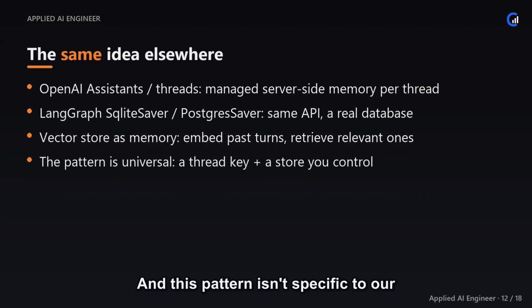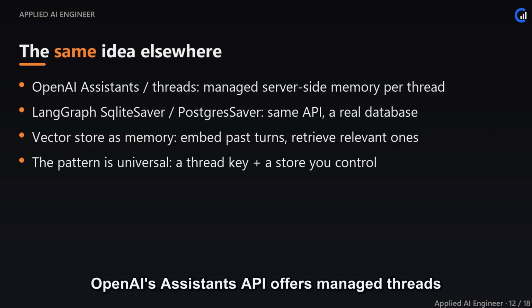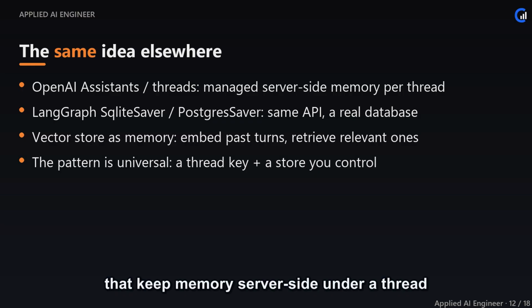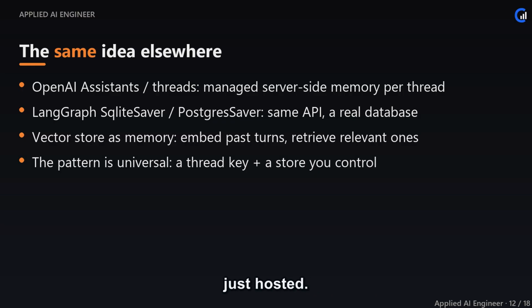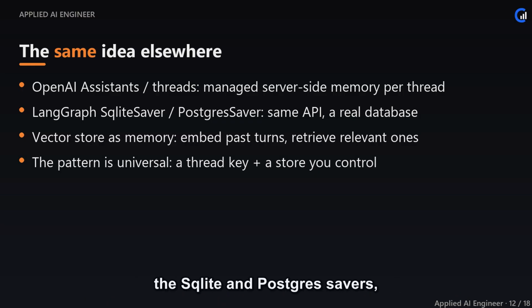And this pattern isn't specific to our file saver. OpenAI's Assistants API offers managed threads that keep memory server-side under a thread ID, same mental model, just hosted. LangGraph itself ships database-backed checkpointers, the SQLite and Postgres savers, with the identical interface. Swap one line and your memory lives in a real database.